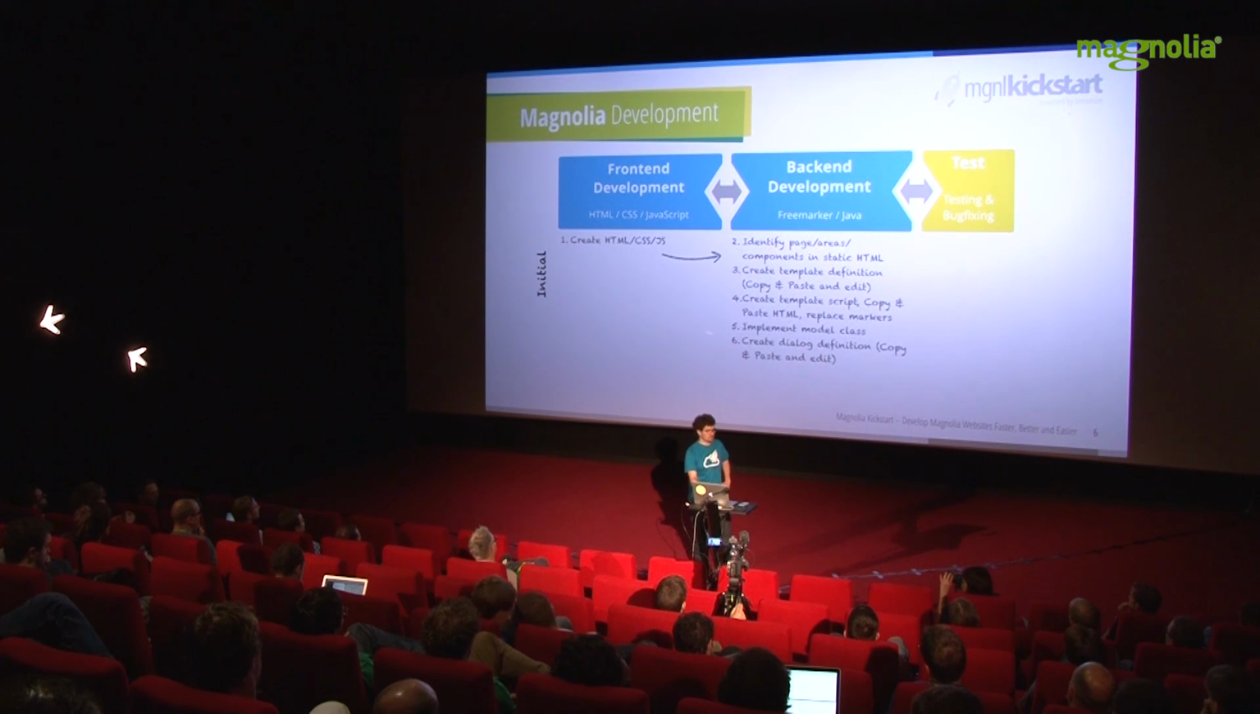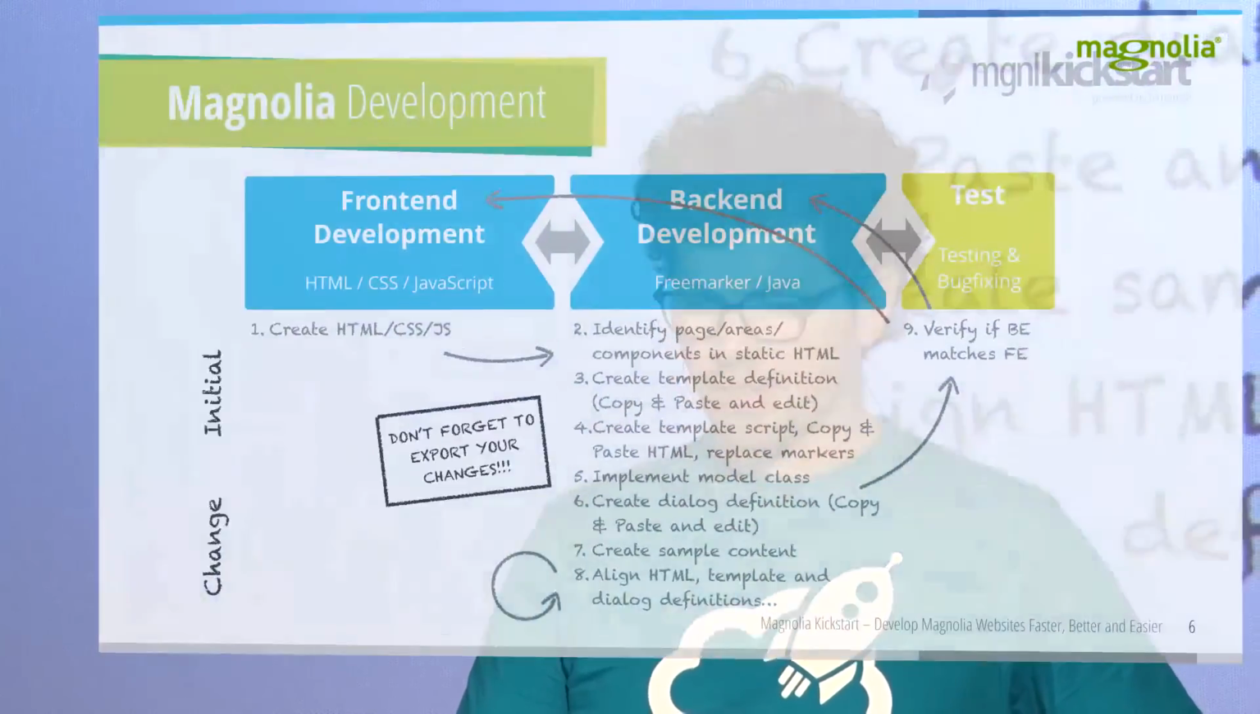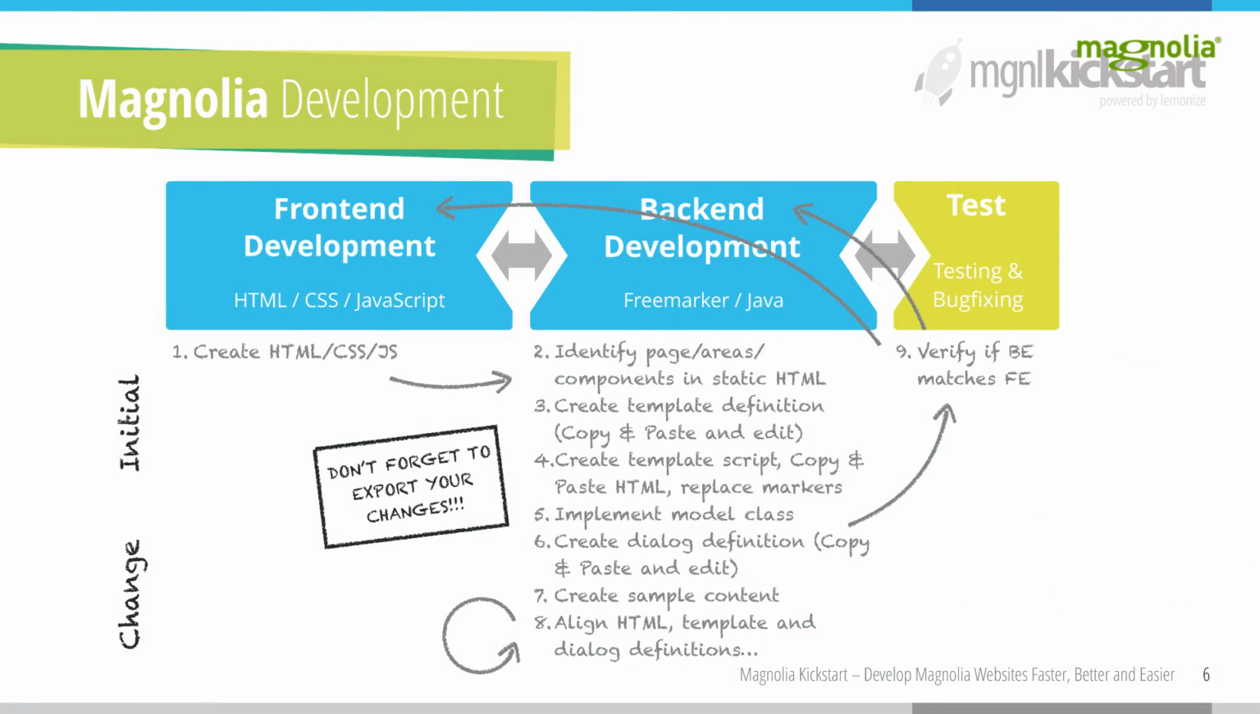They create dialog definitions. Again, since it's quite tedious to do, they copy-paste that stuff from, again, maybe the SDK and edit it. You have to create sample content so that you really can see if what you did matches the front-end prototype. And well, in the end, especially if it comes to changes, you have to align the HTML and template and dialog definitions with your static prototype again. Well, and I think everyone did it when we were starting developing with Magnolia: don't forget to export your Bootstrap files, otherwise if you clean your instance, all your work is gone.